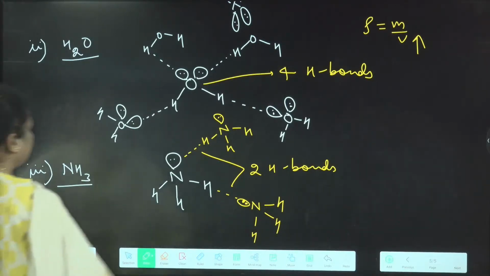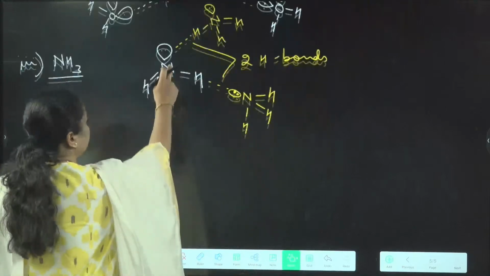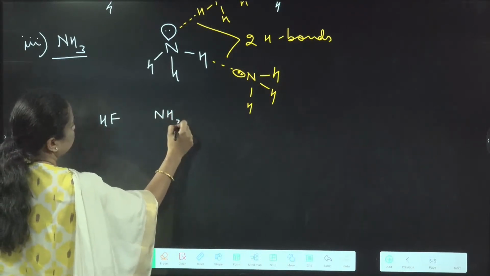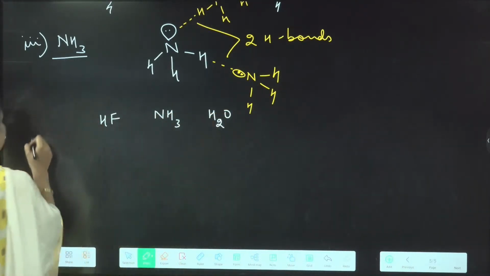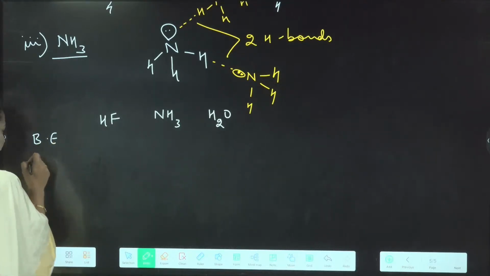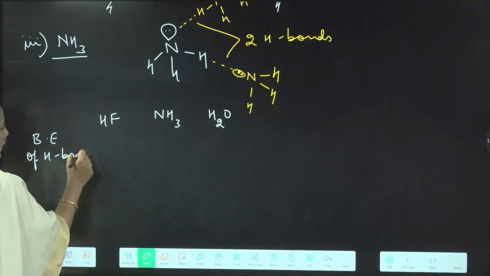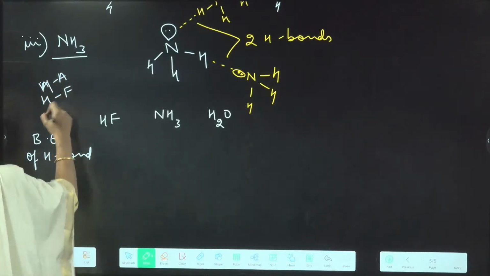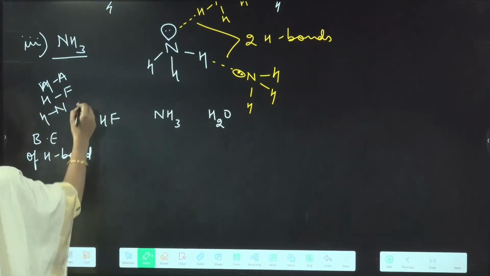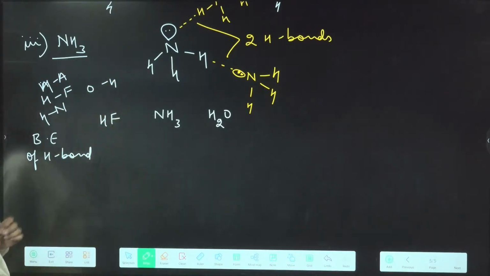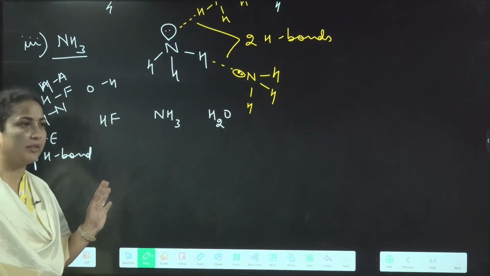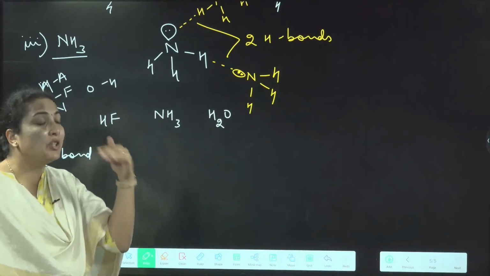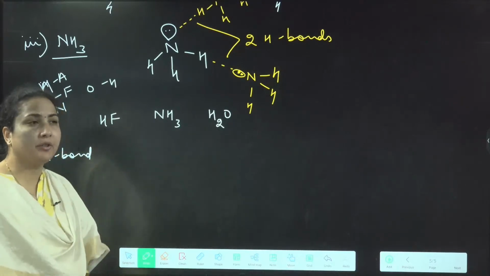Yes, hopefully everybody has written this. Now, if I write HF, ammonia and water, let us see how much is the bond energy associated with this hydrogen bond. Are you able to realize that AH in these cases is different? In one case you have NH, in one case OH, like that. Hydrogen is bonded to atoms of different electronegativity, right? Now when they enter into hydrogen bonding, the energy which is liberated in that process is going to be different, right?